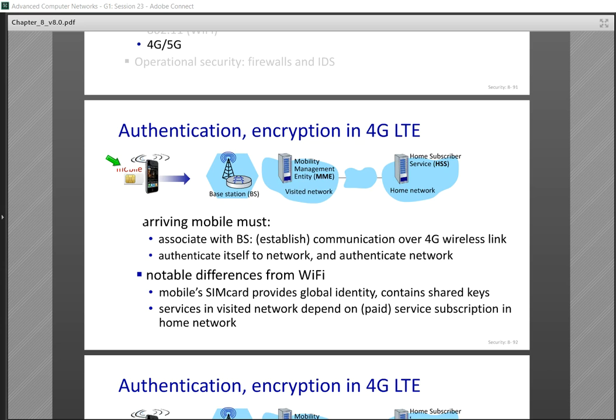So firstly, my cell phone tries to join a new base station, a new BTS. To do this, the cell phone sends the stored information in the SIM card to the base station. Using that information, the base station would try to authenticate the cell phone.